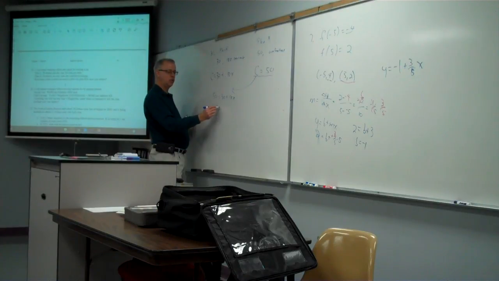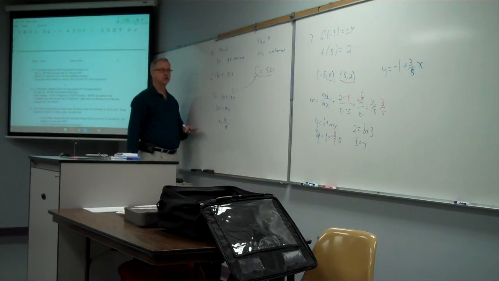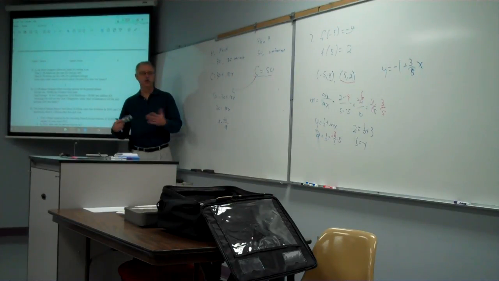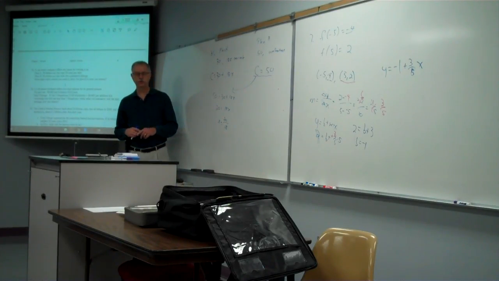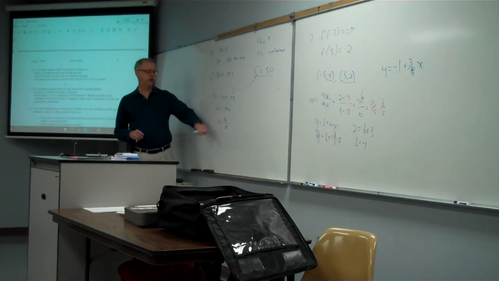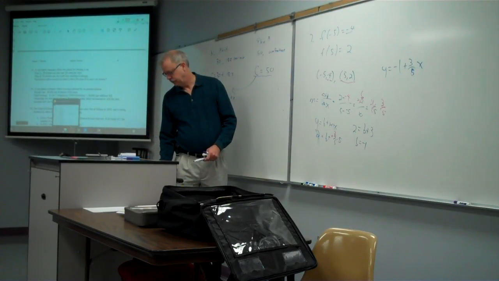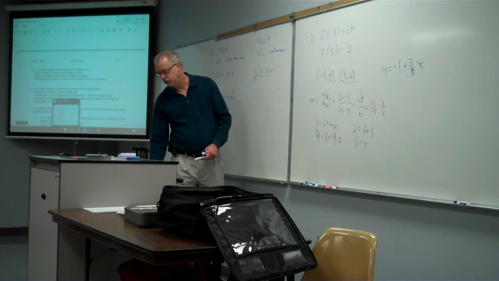Subtract 30 from both sides. 20 equals 0.18x. X would be 20 divided by 0.18. And in this case, we definitely have to watch our units. We've got dollars and we've got cents. We need to make sure we get everything in the same units. And let's see, 20 divided by 0.18. For that, I definitely want to just pull out a calculator.